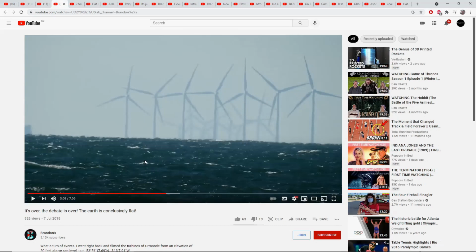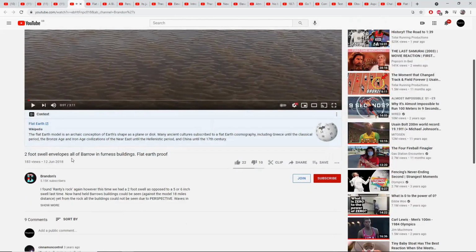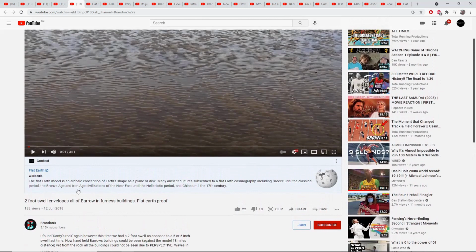When I was a flat earther, I would take imagery like this and see that half of these wind turbines are missing in the background, clearly below the horizon. And I would be focusing on the line through the center of these hubs and completely ignoring the fact that these turbines in the background are sunken behind the horizon. 2-foot swell envelops all of Barrow, so I start talking about the swell effect here of water.